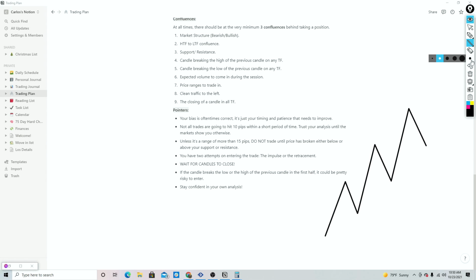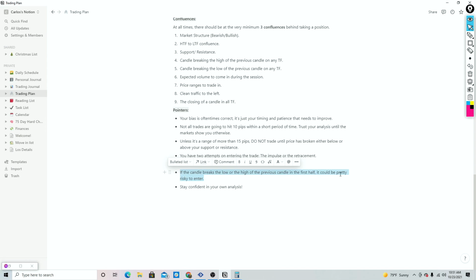Boom. Right, so if we broke resistance right here, came back, broke it, now we have the pullback. The perfect entry is right here to continue going up. Right? Wait for candles to close. I literally just said that. Just wait for candles to close. If the candle breaks the low or the high of the previous candle in the first half, it can be pretty risky to enter. And this applies to all time frames. This is also something that I'm going to explain in another video.